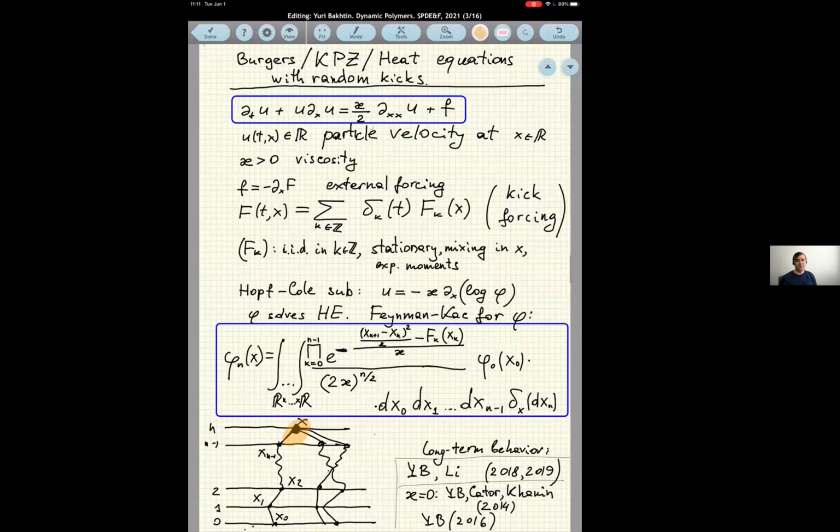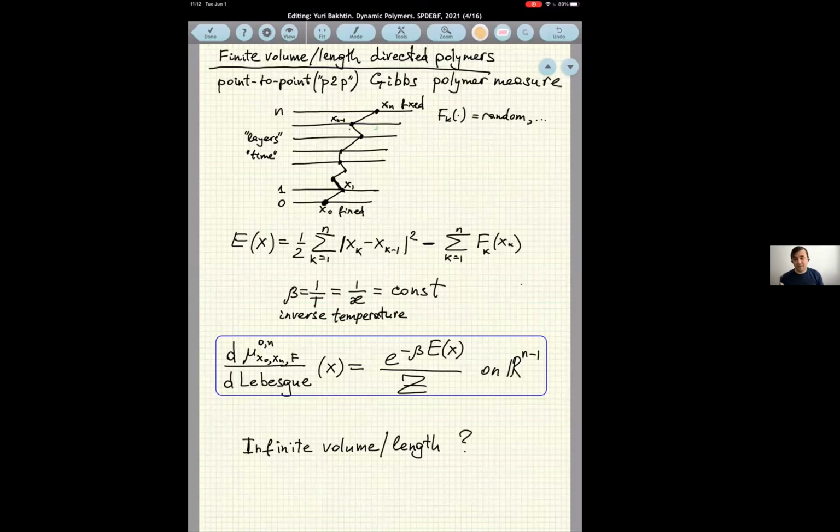So that's my joint paper with Li and Li, and that extends the previous work for zero viscosity, which corresponds to zero temperature polymers. That's joint with Eric Kator and Kostya Khanin, and there's also my own separate paper. From now on, I will be mostly talking about directed polymers, and I'll forget about the Burgers equation. So what is a point-to-point polymer?